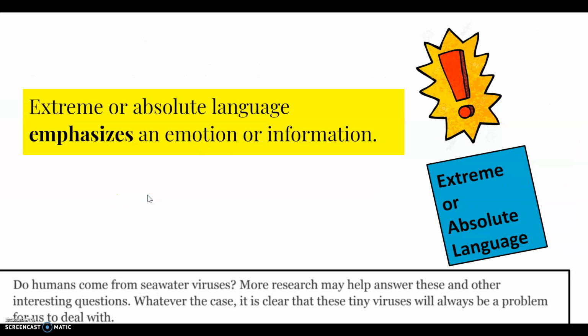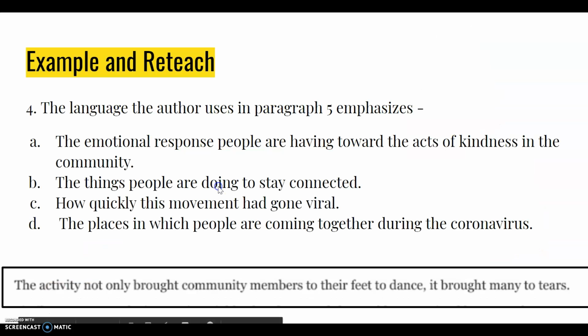The next signpost that I'm going to introduce you to is extreme or absolute language. So extreme or absolute language emphasizes an emotion or information. For example, down here it states, do humans come from seawater viruses? More research may help answer these and other interesting questions. Whatever the case, it is clear that these tiny viruses will always be a problem for us to deal with. When the author says always, that is absolute. He is certain, and he is emphasizing that viruses are always going to be a problem for humans to deal with, and you've seen this before.